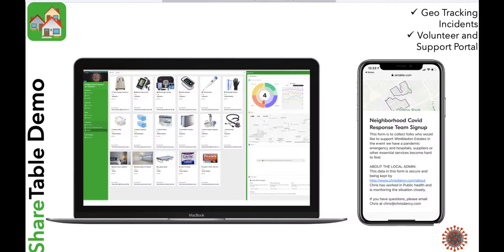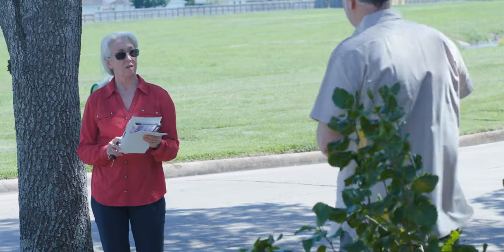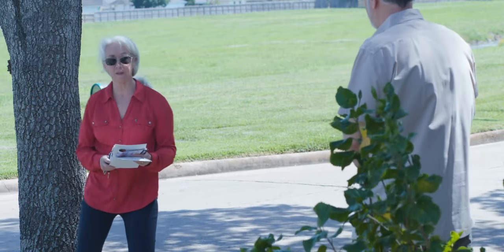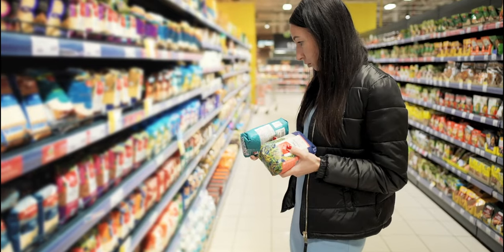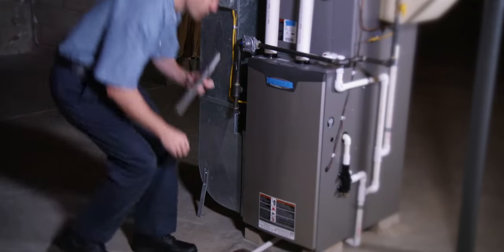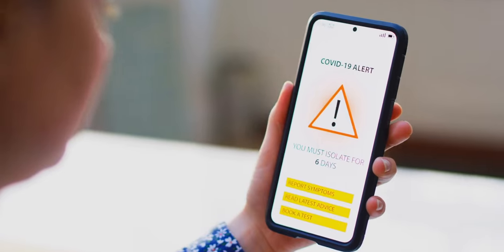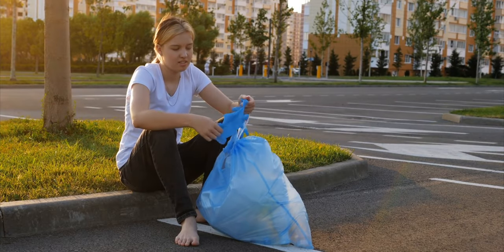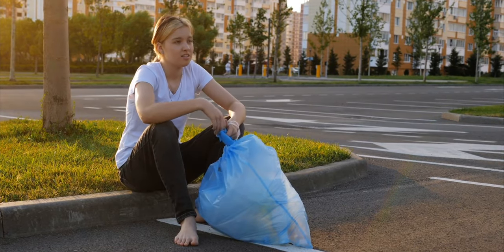And from this system, we allow the neighborhood to start collecting and supporting each other. People would submit a form and say, I need someone to go grocery shopping, or I need someone to come help me with my dog, or I need someone to come look at my furnace. The neighborhood would then get those alerts. People in the neighborhood would say, I'll come over and help with it. It helped neighbor to neighbor, and it was phenomenal.